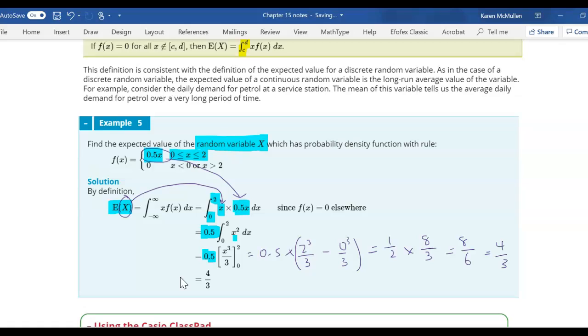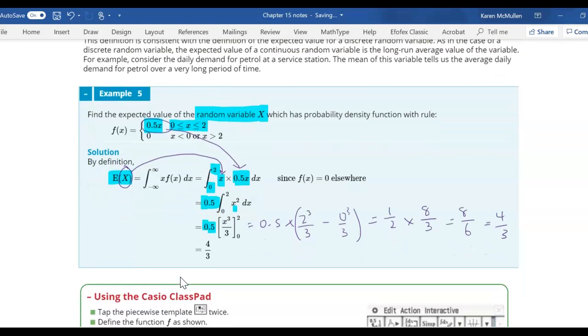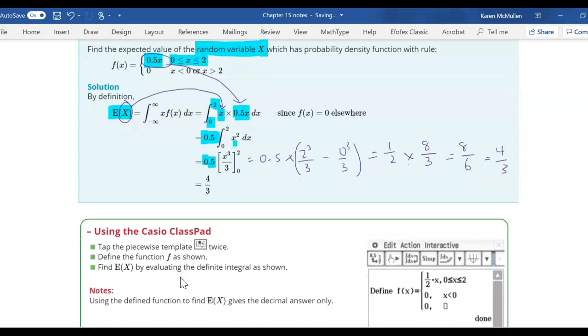Now, we're not finding the probability like we were in 15a. So don't get to that and go, oh, but it's greater than 1. It has to be between 0 and 1. We're not calculating the probability, we're calculating the mean. And when you think about it, your mean does have to be between 0 and 2. So just keep that in mind. All right, let's move on.